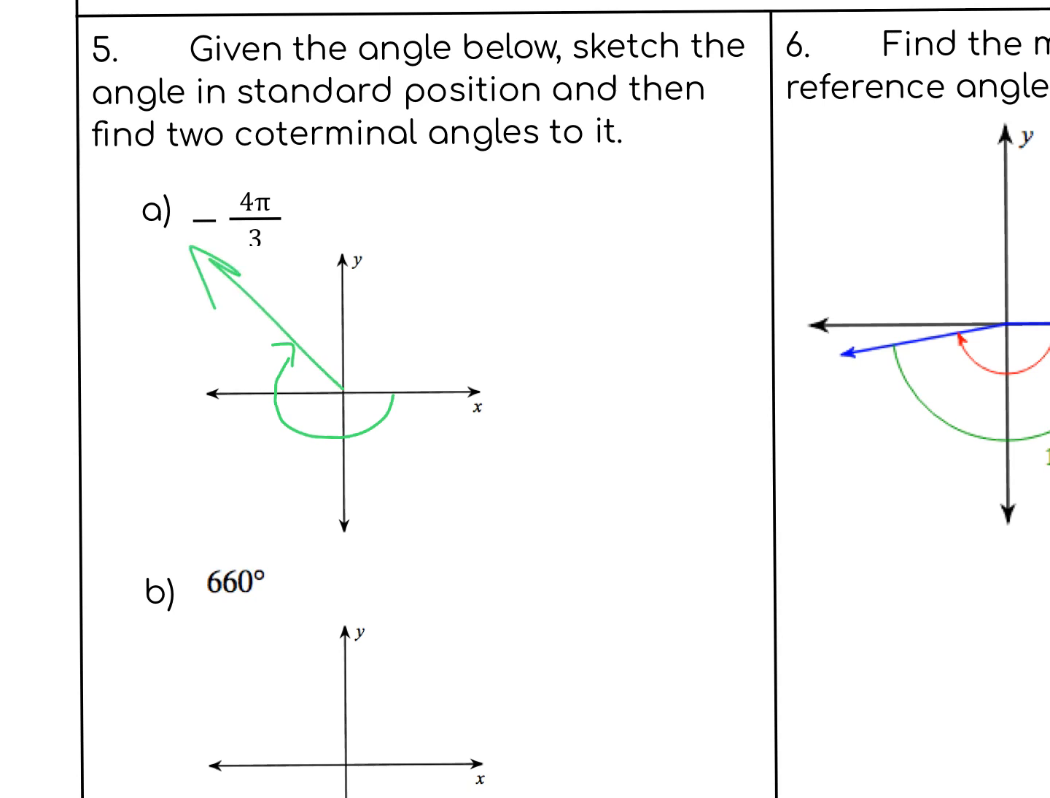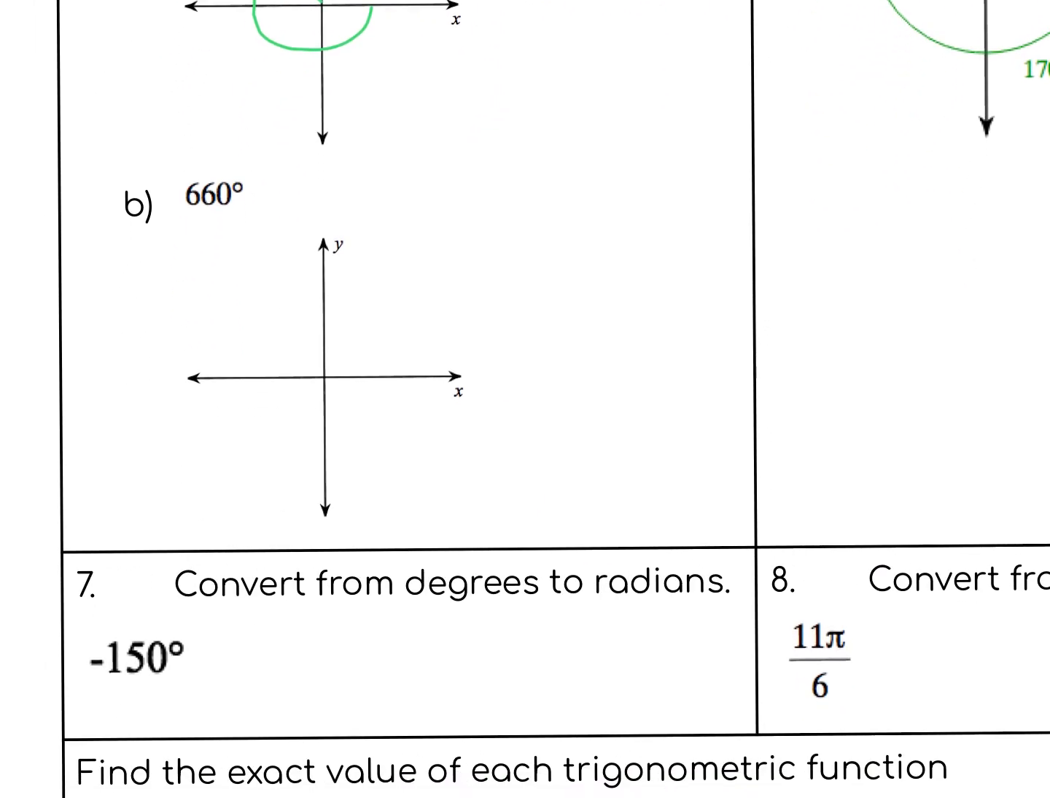Two coterminal angles. Well, I have 4/3, and I could add 6/3 to that, and that's going to be 10/3. No, that's negative 4/3 here. Silly. So negative 4/3 plus 6/3 is 2/3. I could add another 6/3, so I could call it 8/3. I could have also gone backwards. So if I have negative 4/3, I could call it negative 10/3. However you want to think about it, any of those will work.